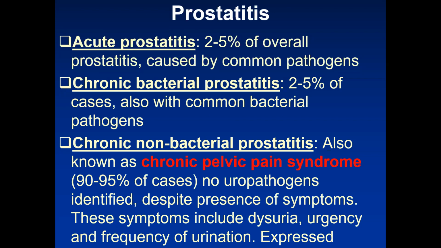All right, now coming back to males, in 90 to 95% of the time, that is going to be the CPPS, the chronic non-bacterial prostatitis. It's a diagnosis of exclusion, not because it is rare, but because it's a difficult disease, and because it's much easier to diagnose acute prostatitis and chronic bacterial prostatitis than to diagnose chronic non-bacterial prostatitis.